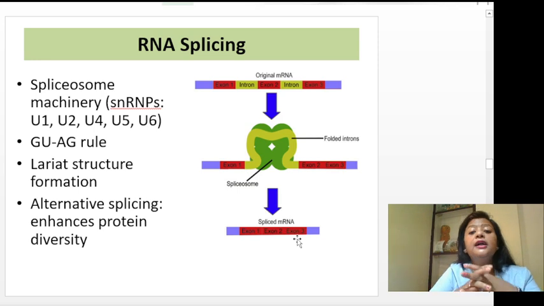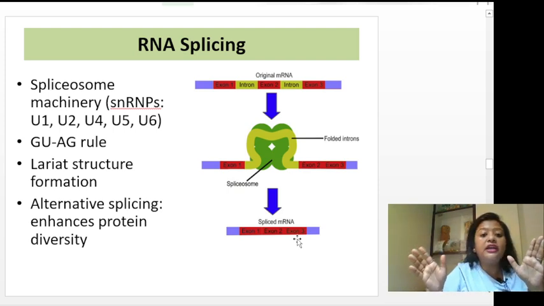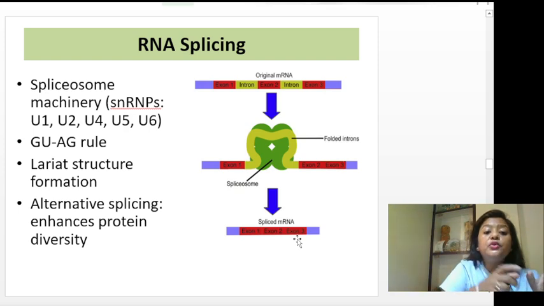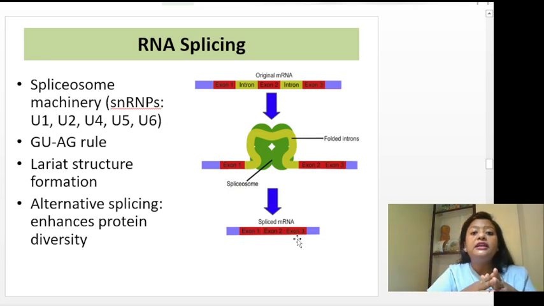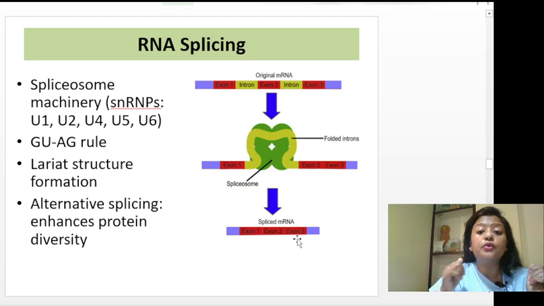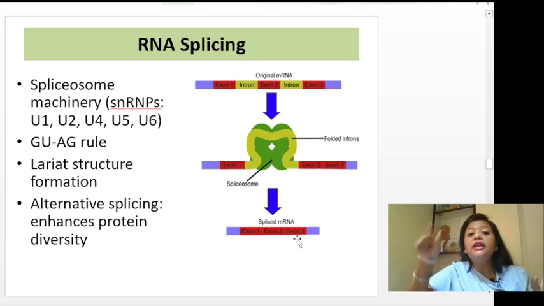The GU-AG rule means the introns have certain regions in the 5' and the 3' end, GU and AG. When DNA is converting to mRNA, we know that DNA has A, T, C, G, but RNA has A, U, C, G. Instead of T, it has U. So that's why when the mRNA is being formed, the introns have a certain region in the beginning of GU, and at the end they have a region AG.